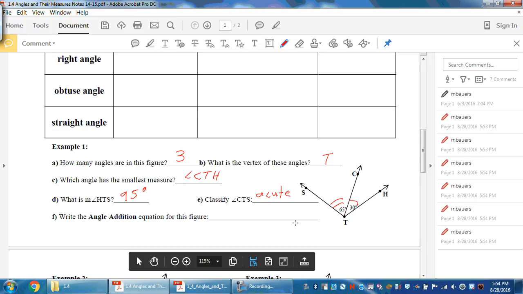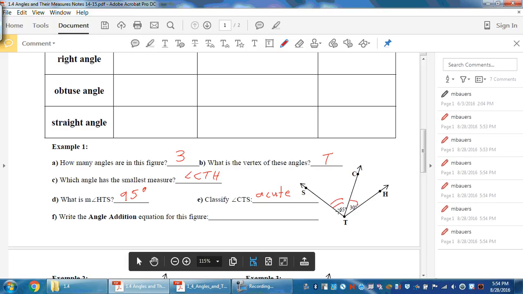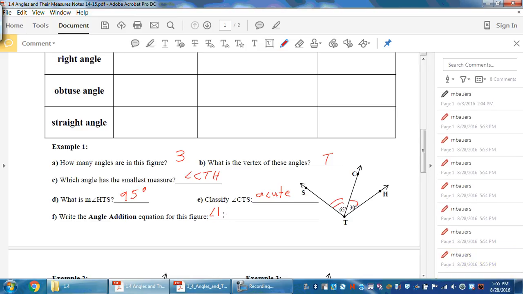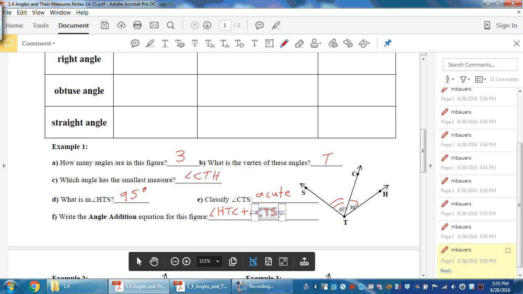And the angle addition equation just means kind of like what we do with science. We're going to use next semester, part equals whole. So in this case, it would be this plus this equals the whole thing. So you're going to go angle HTC plus angle CTS equals the whole thing, which is angle HTS.